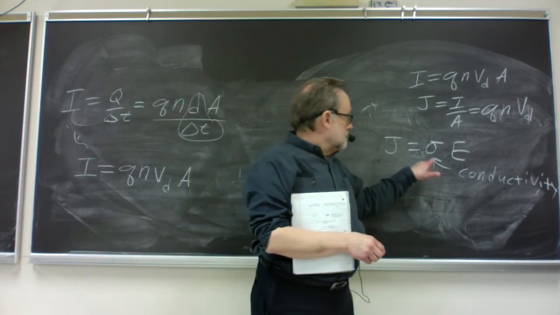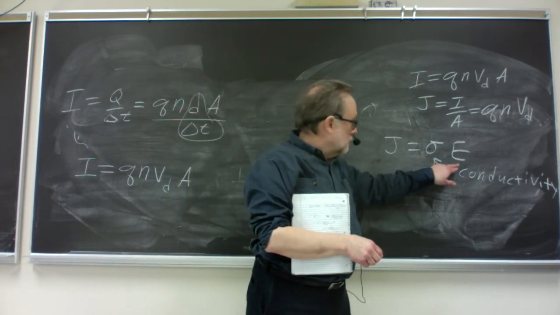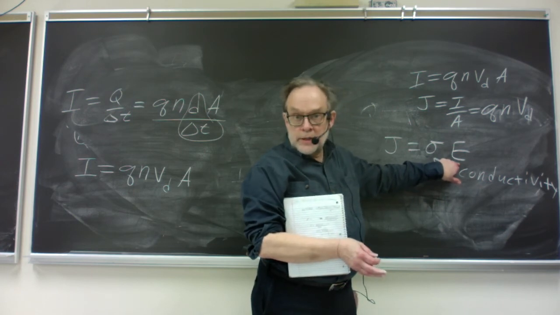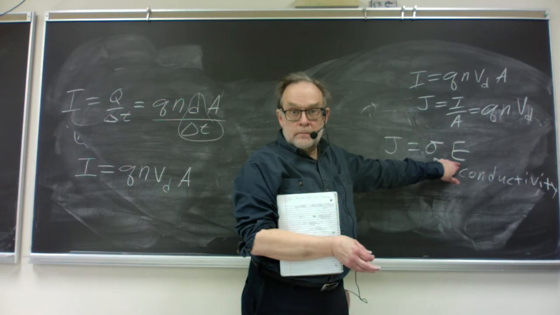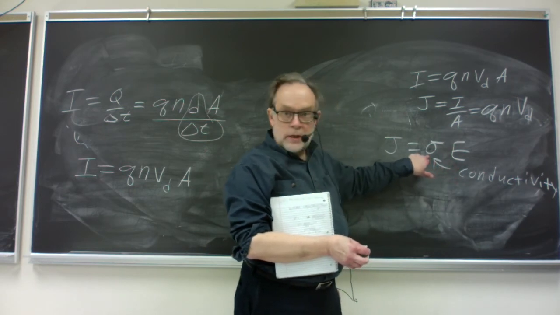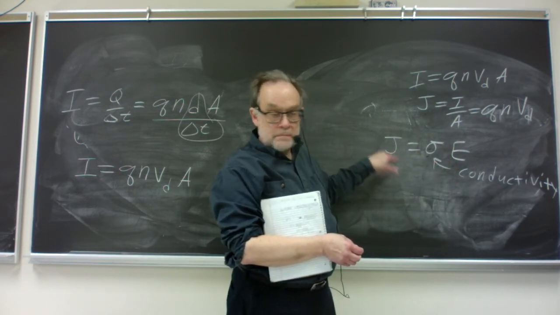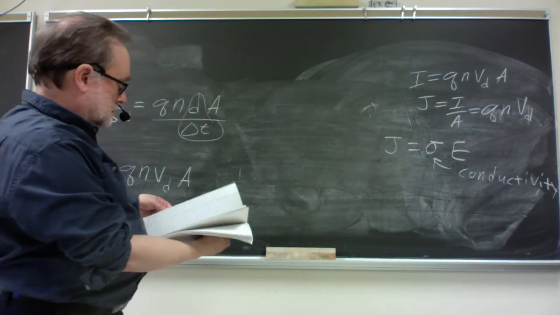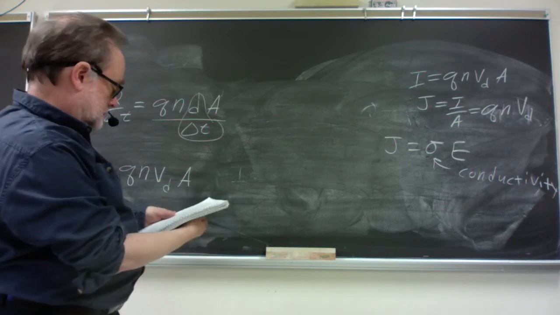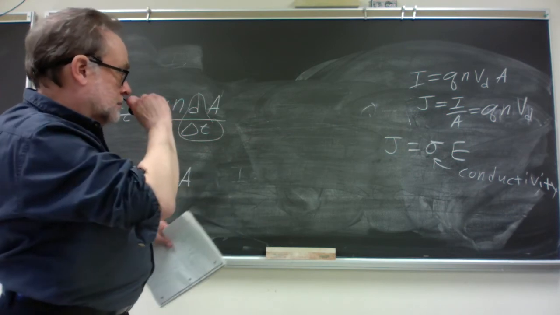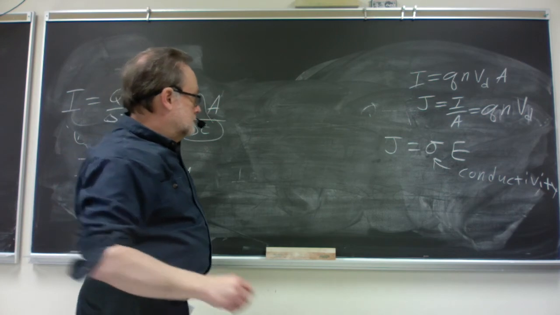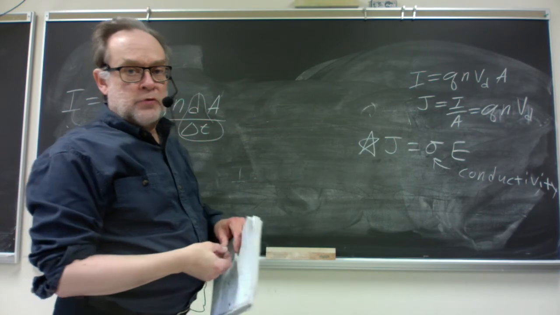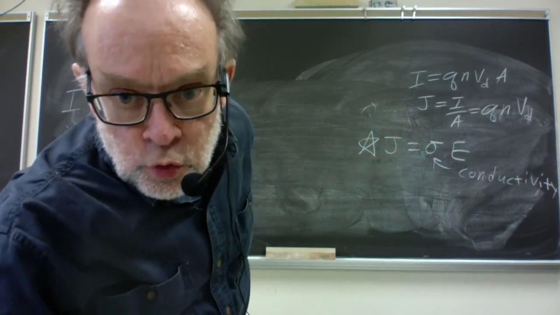Good conducting material will have bigger values for conductivity. In other words, for any particular value of electric field applied to that wire, bigger conductivity gives you bigger current.